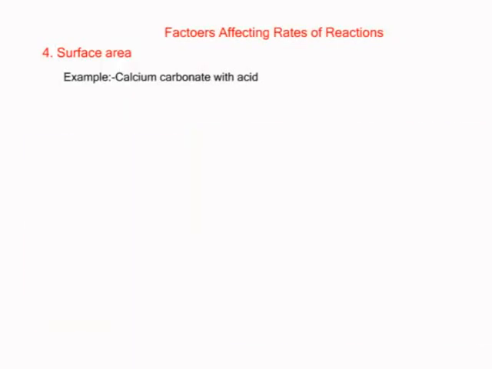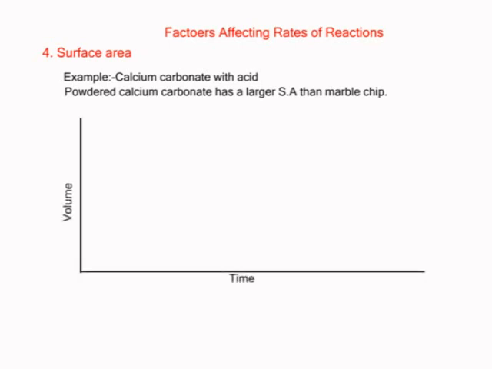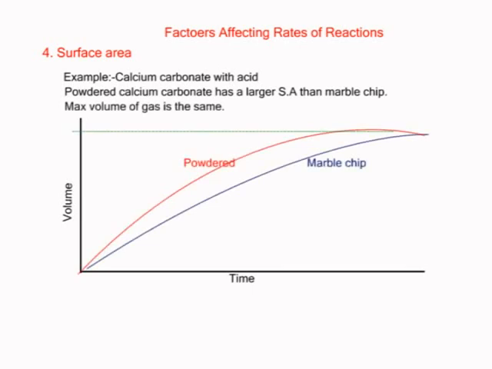Now, in other words, the rate of a reaction is faster in the ground calcium carbonate. However, the amount of carbon dioxide produced will still remain the same. Why? Because the size of the marble is fixed. Powdered calcium carbonate has a larger surface area than the marble chip, and the graph for this experiment would appear as shown on your screen.